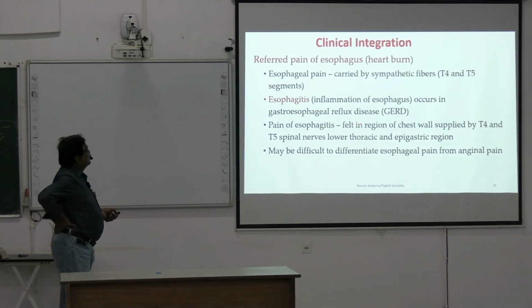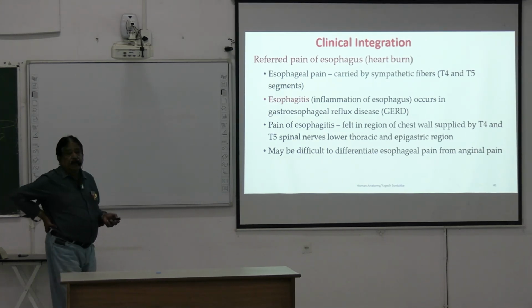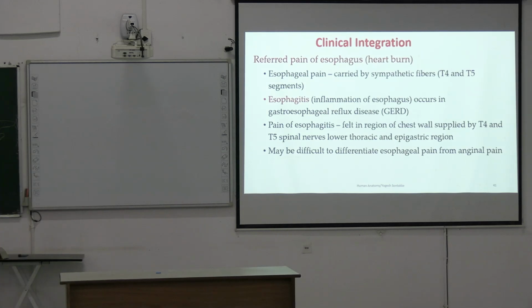Pain of esophagitis is felt in the region of the chest wall supplied by T4 and T5 spinal nerves, the lower thoracic and epigastric region. It may be difficult to differentiate esophageal pain from anginal pain. Now this is very important.